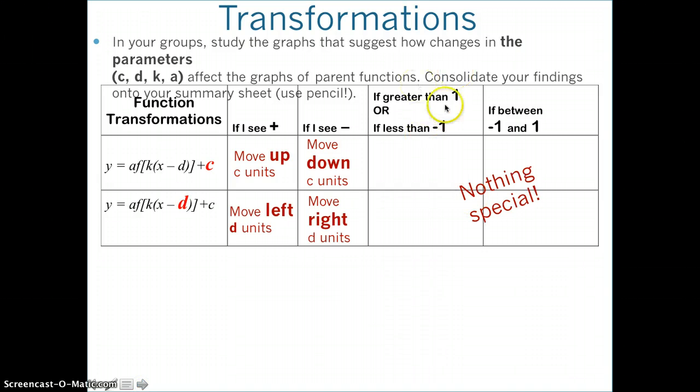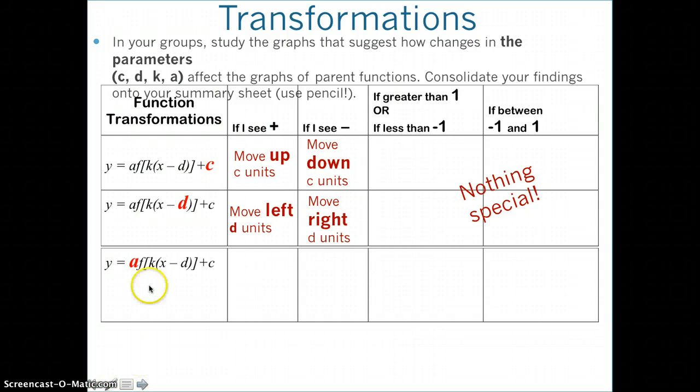Okay, if you have very large or very small values for C and D, there's nothing special that happens because those values are large or small. So it's just whatever C is, move it up by that much, whatever D is, move it right by that much, etc. Okay, when we get into A and K though, that's when the size of the value matters, so that's why that stuff is there.